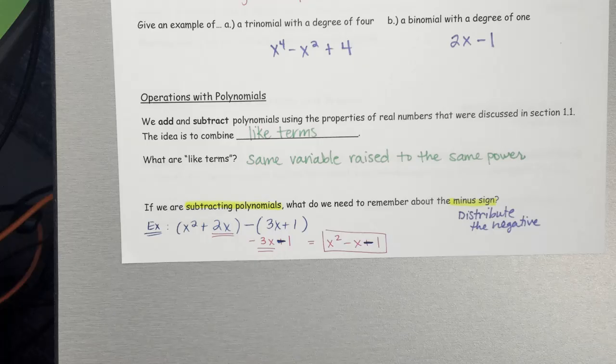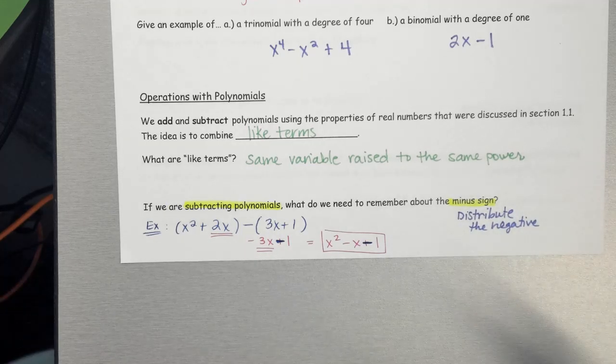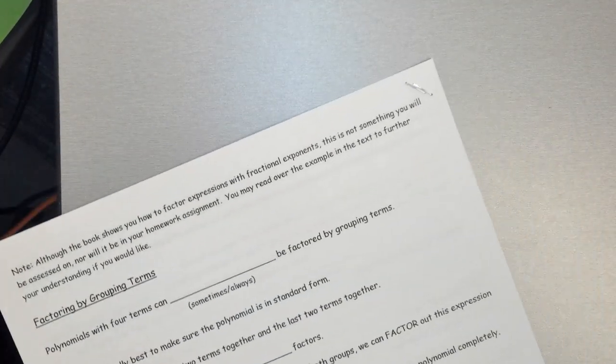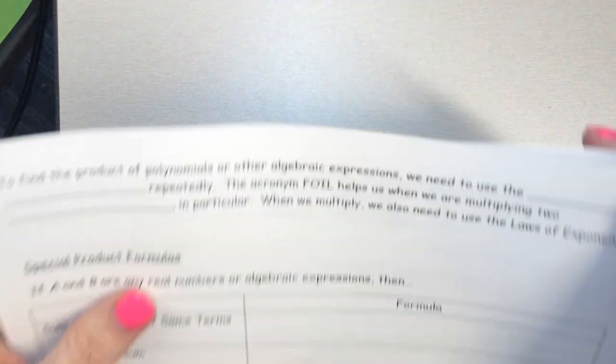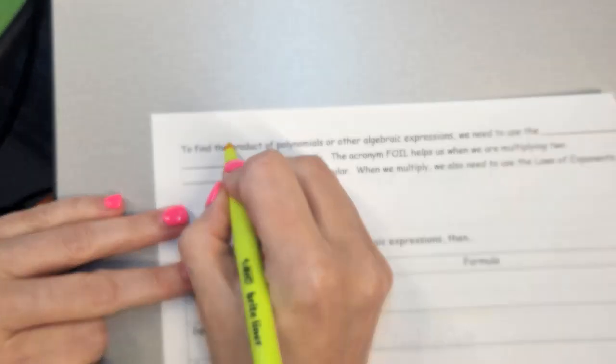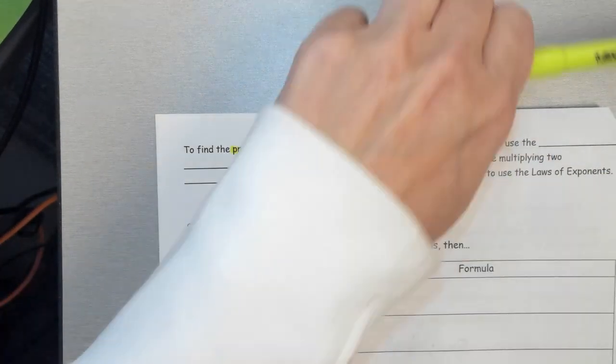All right, and then the other thing we want to remember is how to multiply when you have polynomials. So the product, you're going to use the distributive property repeatedly. Okay, so when you're finding the product, you're going to use the distributive property.